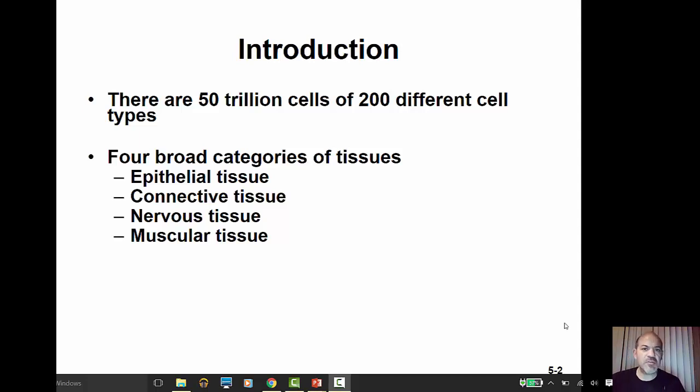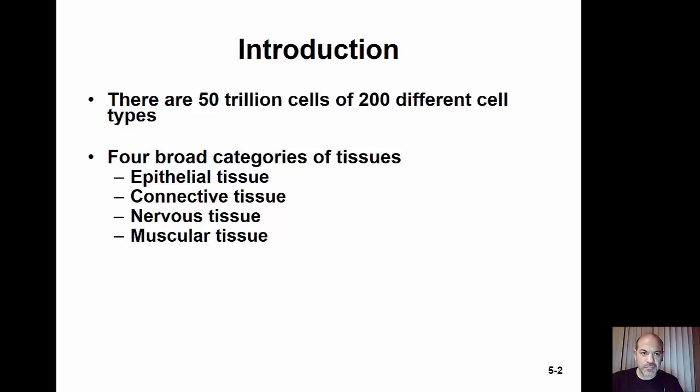Okay, so this is a chapter on tissues. Well, we have about trillions of cells in our body, and there's about 200 different cell types. And there's 4 categories of tissues that those cells make up. There's epithelial, there's connective tissue, there's nervous tissue, and there's muscular tissue. And we've had a chance to study these a bit in the lab, looking at slides and so on.